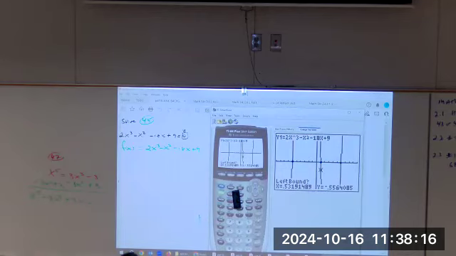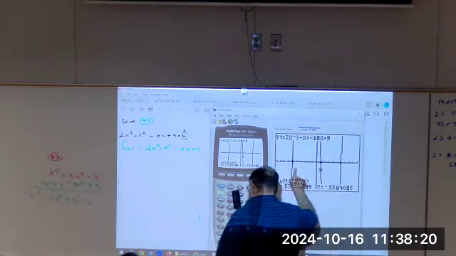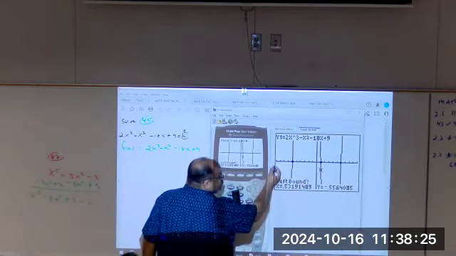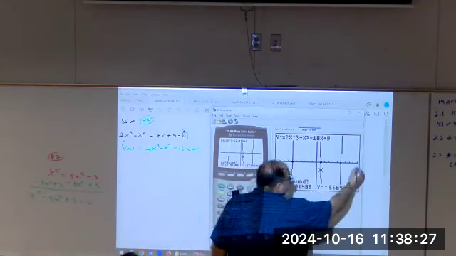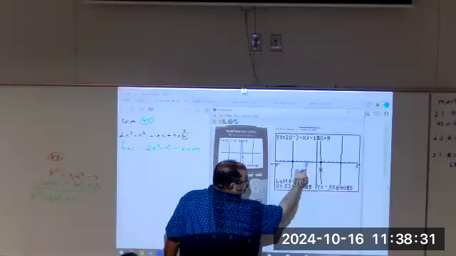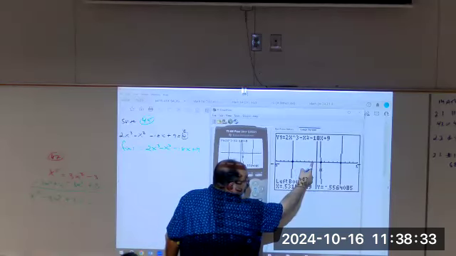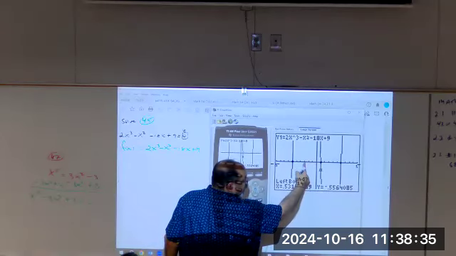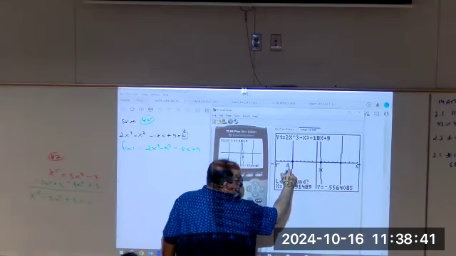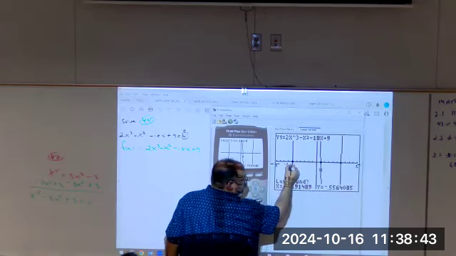Where do I want it to look? Well, the first one I want to find is this one. Now, when I set up my window, I set this from negative 5 to positive 5. So this first one, and these little notches are 1/2. So negative 1/2, negative 1, negative 1 1/2, negative 2, negative 2.5, negative 3, negative 3.5.